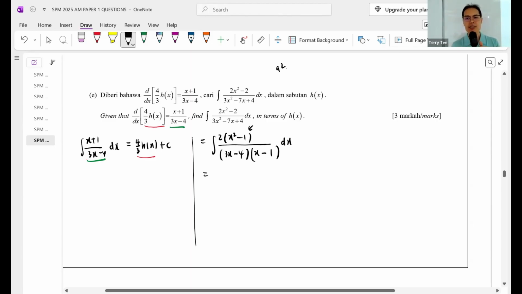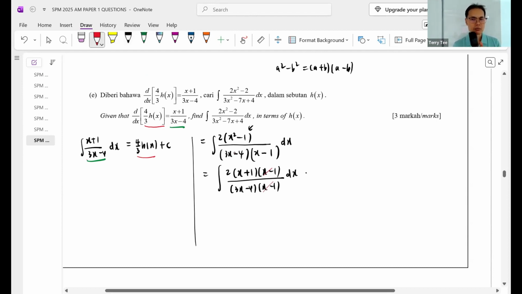Factorize. Remember a squared minus b squared. How to factorize? (a plus b)(a minus b). So I'm going to leave the 2 outside. Or let me write this first. (x plus 1)(x minus 1), divided by (3x minus 4)(x minus 1), dx.